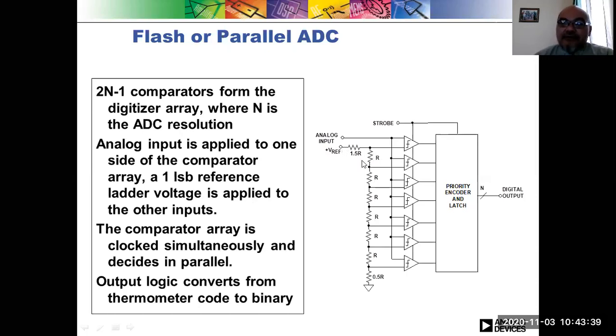So the reference voltage is divided by this voltage divider. Then this will compare the value of the analog input with that particular voltage from the particular ladder resistor. The comparator array is clocked simultaneously and decides in parallel. The output logic converts from thermometer code to binary.